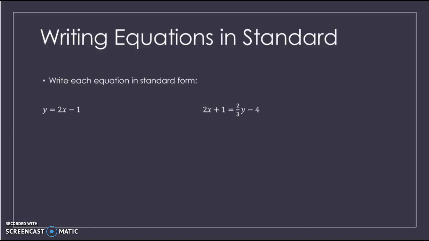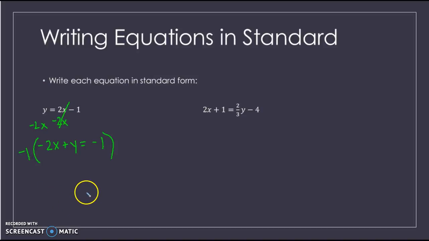Writing equations in standard form. Remember, I have to have x and y on the same side, put the x first, A must be positive, and there can't be any fractions. So I want to move this 2x over, so I'm going to subtract 2x from both sides. Then I'm going to put the x first. So I have negative 2x plus y equals negative 1. I have no fractions, so I'm good there, but my a is negative. Right now it's negative 2. The way I'm going to get rid of that is just multiplying everything on both sides by negative 1. Just change the sign.